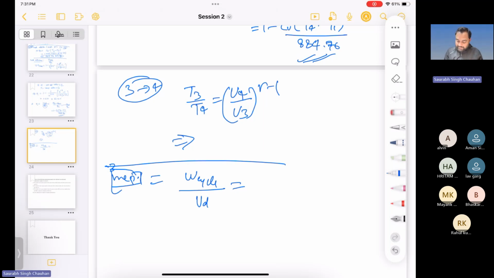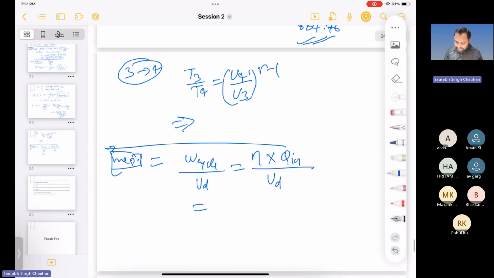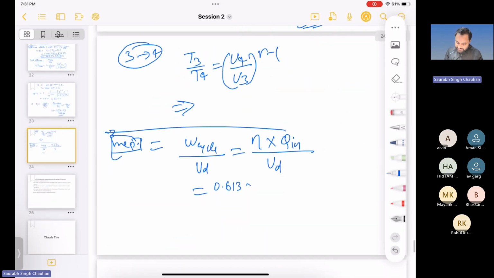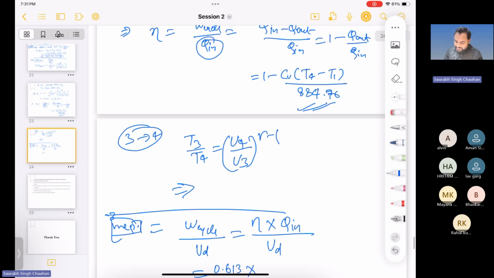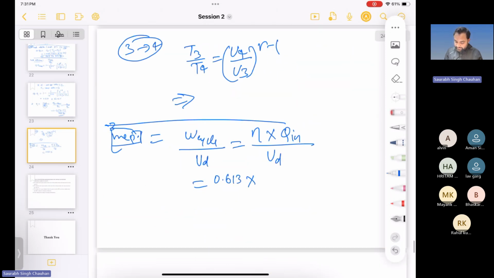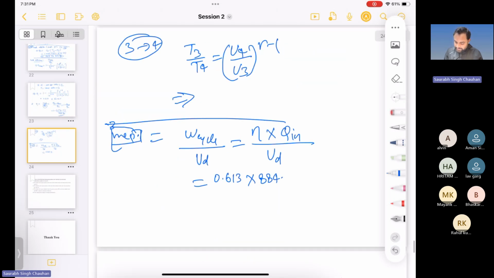Work output per cycle can be calculated again using the efficiency, right? Efficiency and heat supplied. So efficiency, how much we have got? 0.613. 0.613 multiplied by heat addition, it is 884.76, divided by displacement volume.